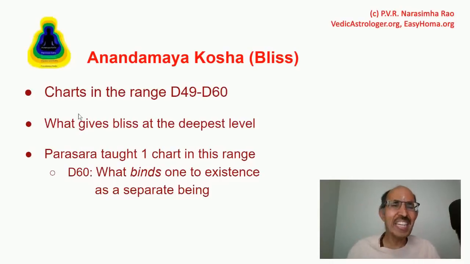So this is basically the deepest level agenda. What basically somebody thinks one needs to do. What somebody thinks will give him absolute bliss at the deepest level. So this is the chart that shows what binds one to existence as a separate being, as a separate individual with separate wants, desires, agendas, etc. So this is the subtlest level agenda of the person. And Parasara's dictum for this is Shashtyamsya Akhila Mekshayet, which means in D60 chart, Shashtyamsya chart, see everything.